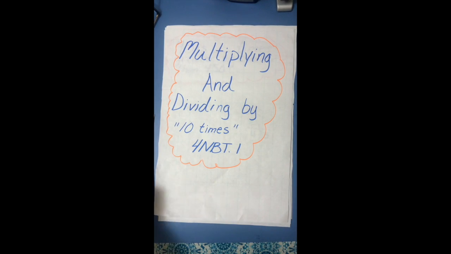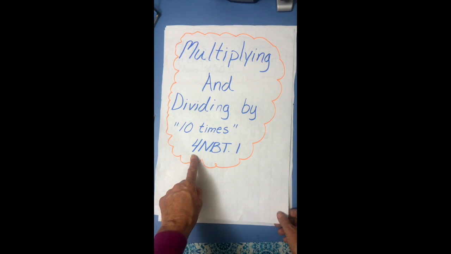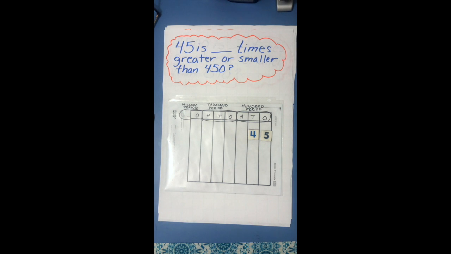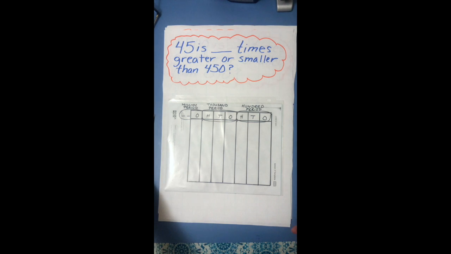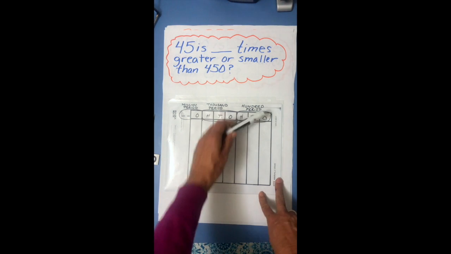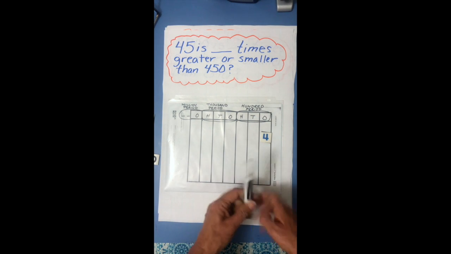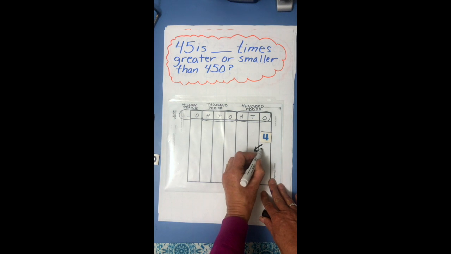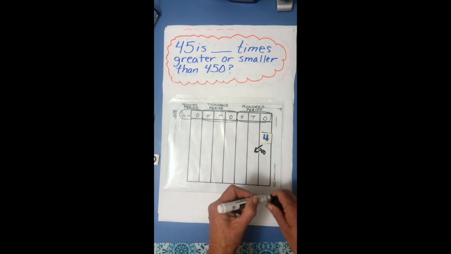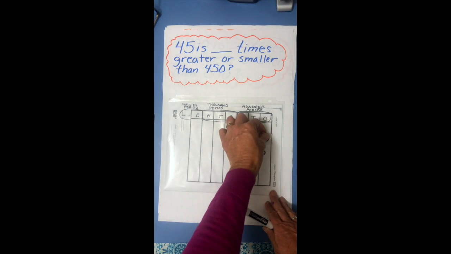All right, today's lesson is on multiplying and dividing by 10 times, and it's a Common Core standard, MBT1. When you're doing these types of problems, the first thing you need to do is get a place value chart. Now, what someone discovered is each time you have a digit here and you move it over one place, so you go over one line, you're timesing that number by 10. So watch, if I move this over 1, I'm timesing it by 10.